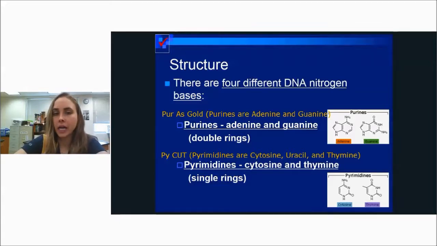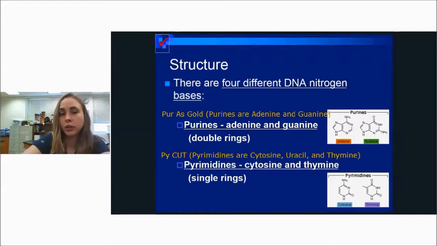And then pi cut. The pyrimidines are cytosine, uracil, and thymine. Uracil is a base that will show up in RNA only and replaces the base thymine. So uracil is for RNA, thymine is DNA specific, and we'll go over the differences between RNA in our next lecture. I also remember that when you get a piece of pie cut, it's a single slice.